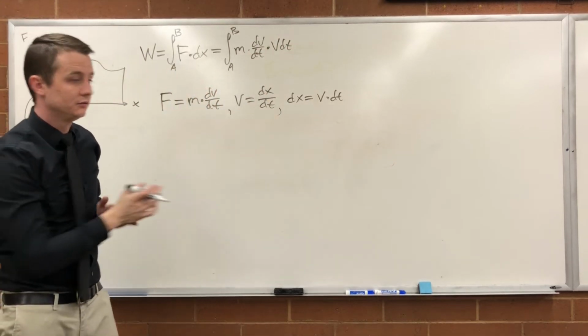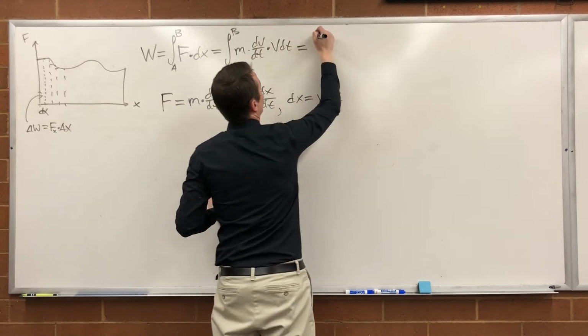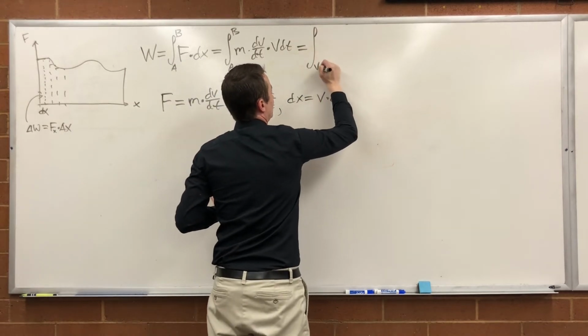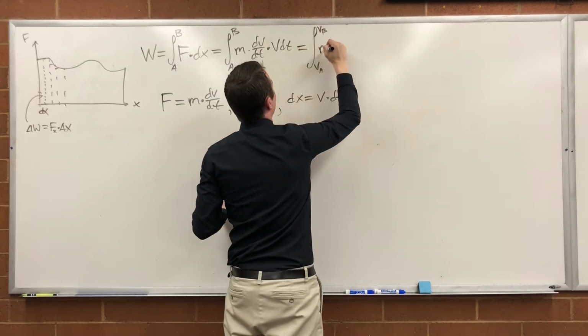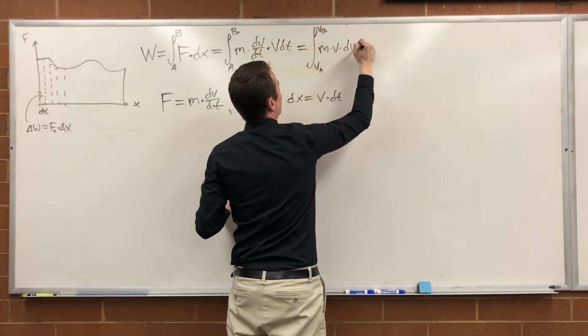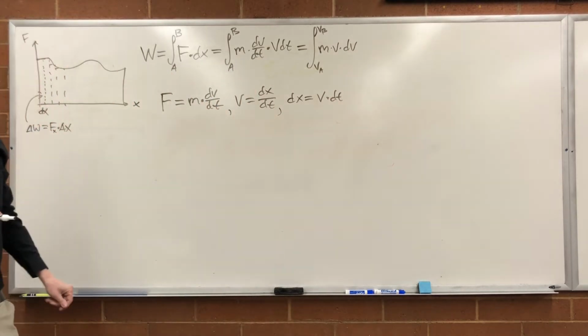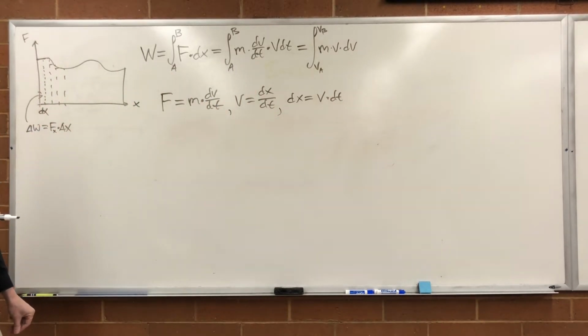And now this is equal to an integral from your velocity at point A to your velocity at point B, because you cancel out the dt's, of m times v times dv. And m is just a constant. M is just a constant, perfectly.